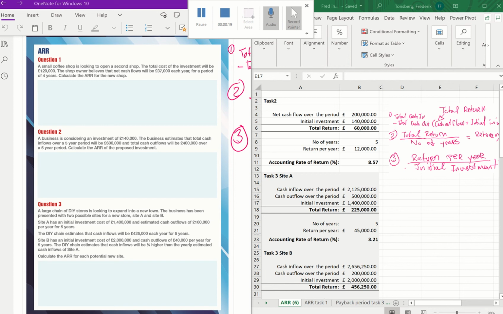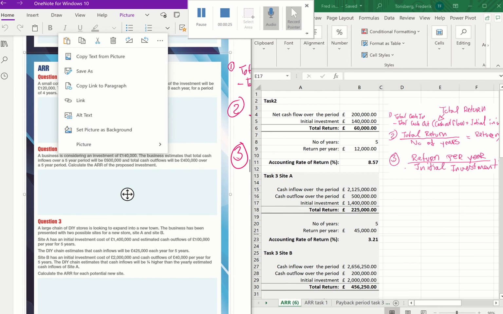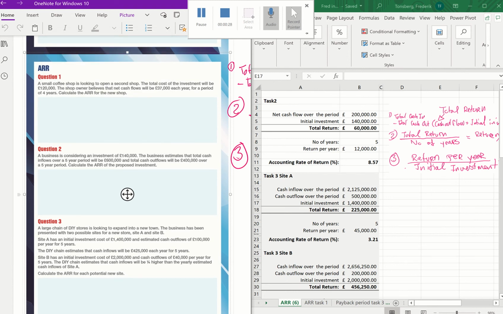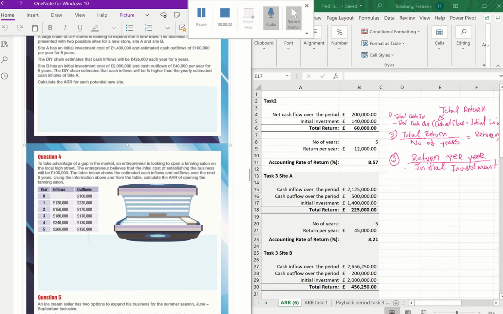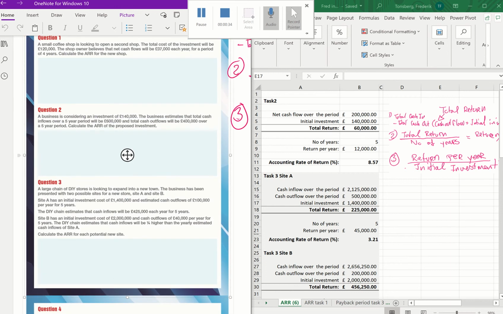So in the previous video, I explained how you completed question 1 of the ARR. So that's the one we've got up here. I'm going to go through and explain the results for questions 2, 3, 4, and 5. So let's have a look.